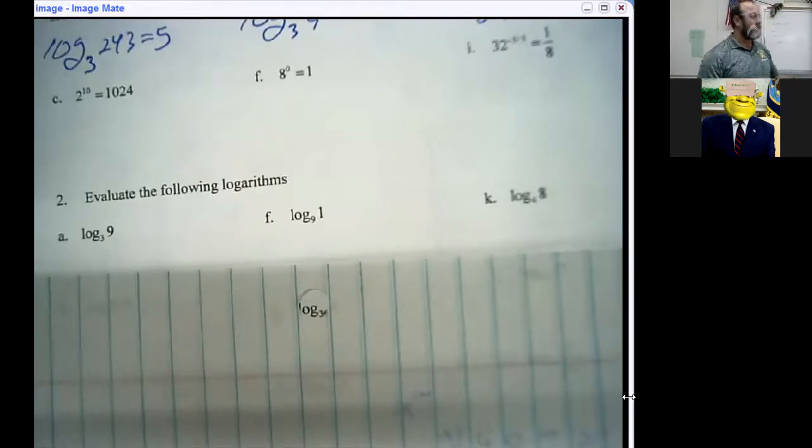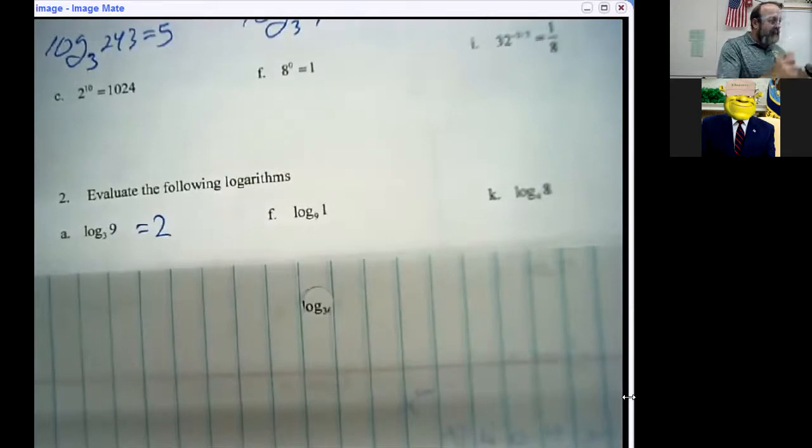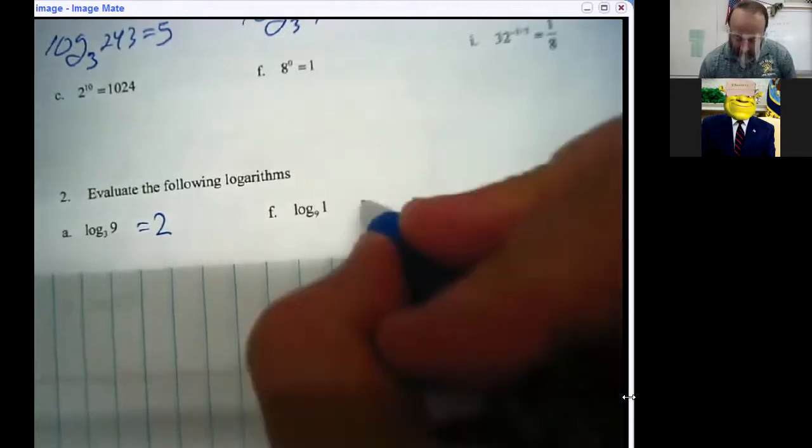Who has it? Who's got it? Say it out loud, Stephanie. It's 2. That wasn't a big deal, was it? Because isn't 3 to the 2 9? Now remember, when you look at it, I want you to think exponentially. Is 3 to the 2 9? Okay, Daniel. Log base 9 of 1. 9 to some power is 1. 0. Oh, that was awesome. I like that one.